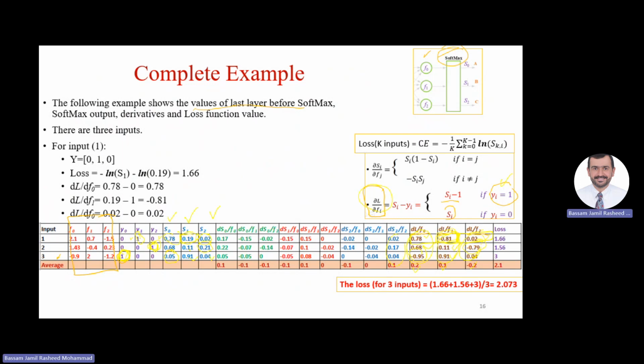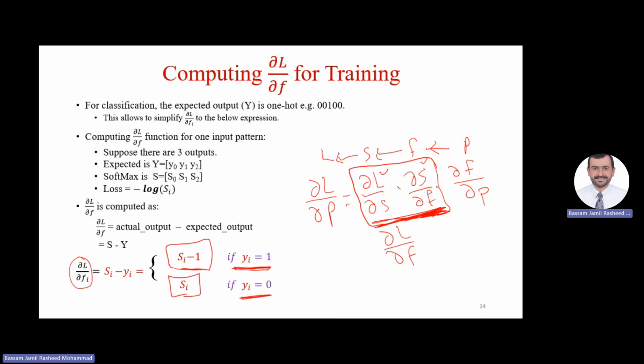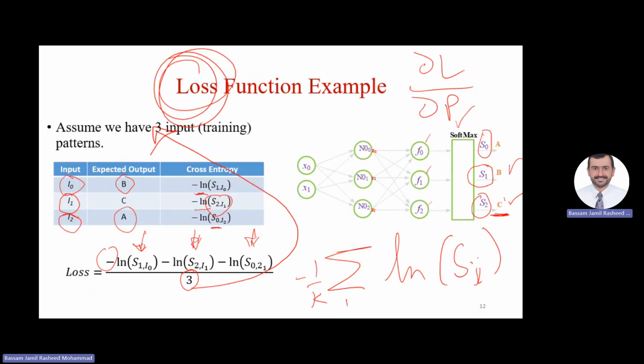Okay, I hope this is understood. So this is one point I want to show here. Another point I want to show you is when we go here and compute the loss. We need to compute the loss by taking the ln of the s at the corresponding output. That is, we take the ln of the s that corresponds to the correct output.